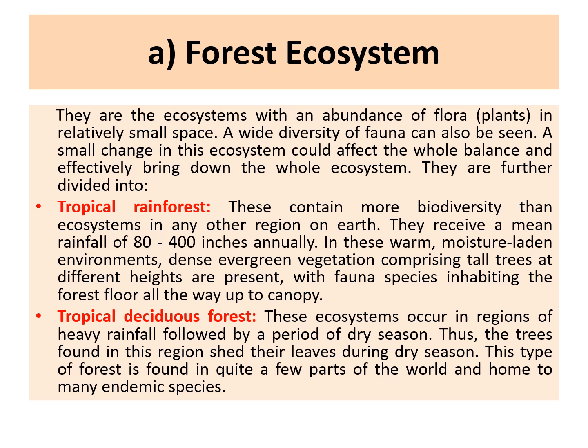The first type is your tropical rainforests. Tropical rainforests contain a lot of biodiversity and they receive a lot of rainfall, around 80 to 400 inches annually. These regions are warm, moisture laden, and thus leading to a dense evergreen vegetation growth. And the vegetation in these rainforests consists of a layered structure, the highest of which is called the canopy.